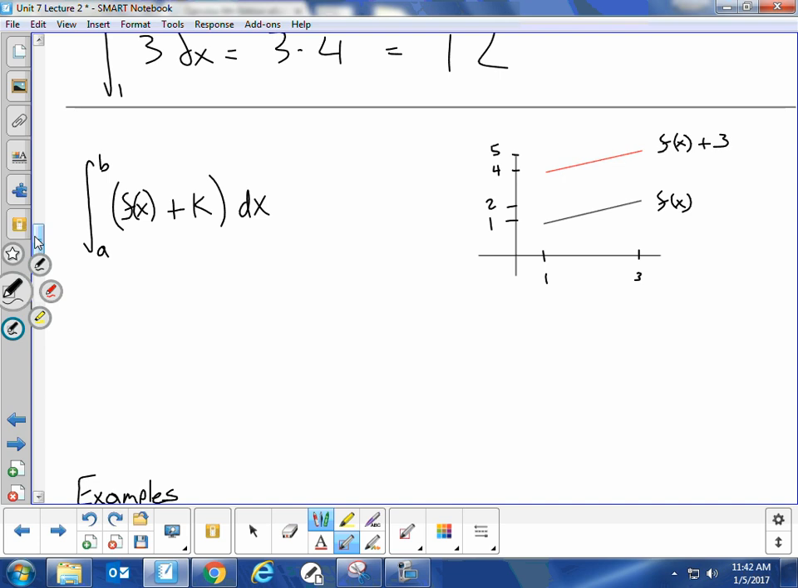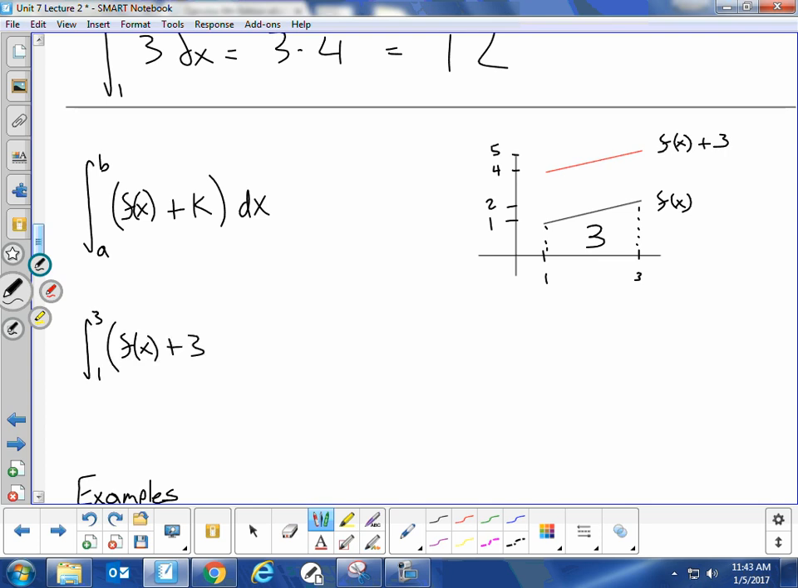If I have a constant being added to my function, let's say this area right here is 3. A lot of people say, oh, if I want to find the area from 1 to 3 of f of x plus 3 dx, I'll just take the area from 1 to 3, and then I'll add 3. They say, okay, this area is 3, add 3, my answer has got to be 6. They just almost look at this and say, oh, the area under f is 3, add 3, I get 6. Okay? This is wrong. And this is wrong.